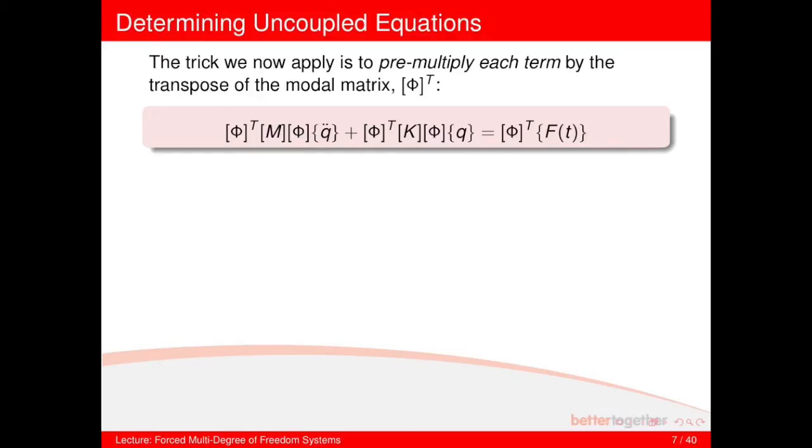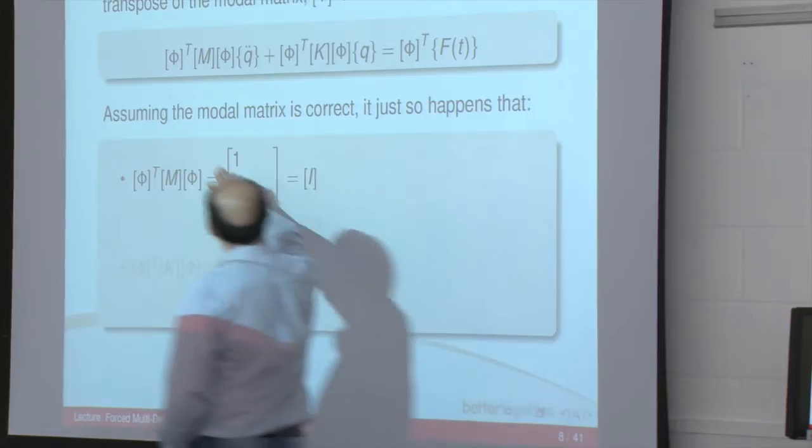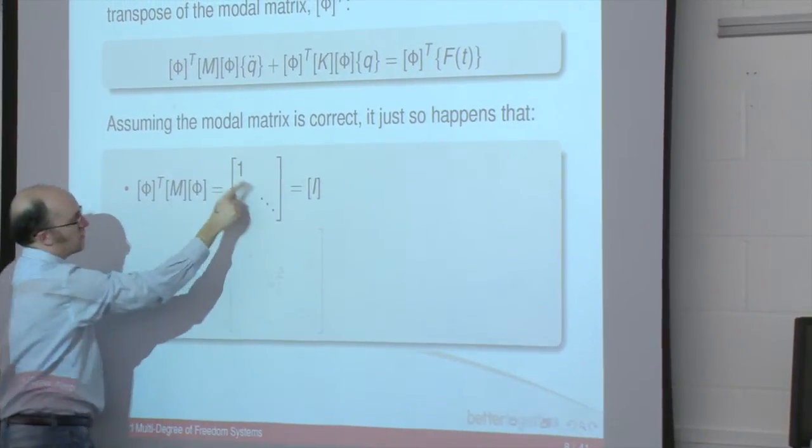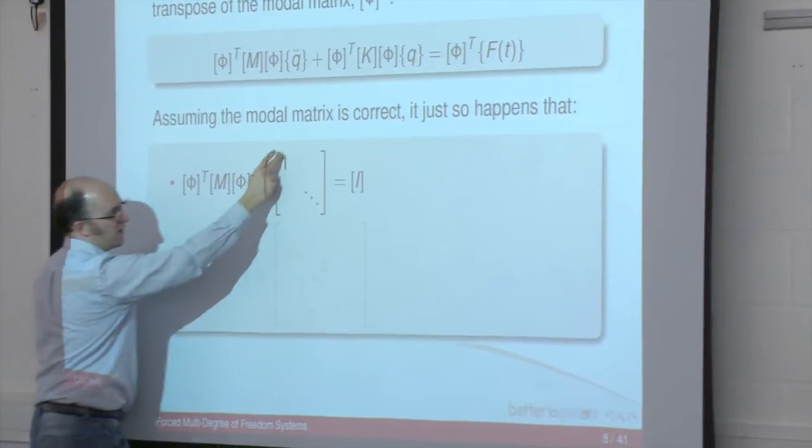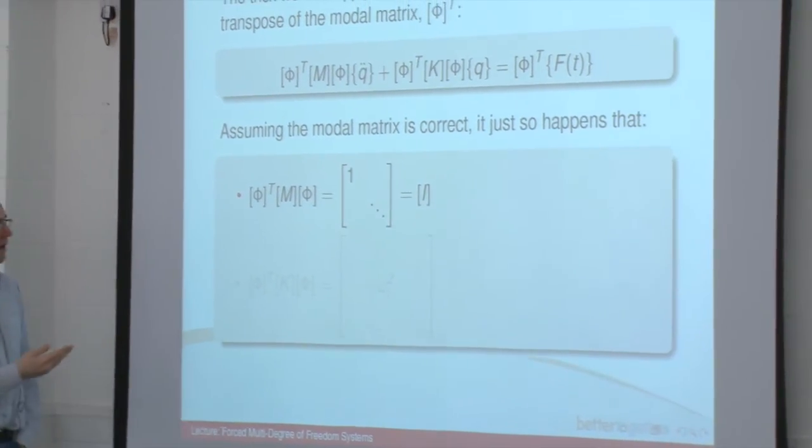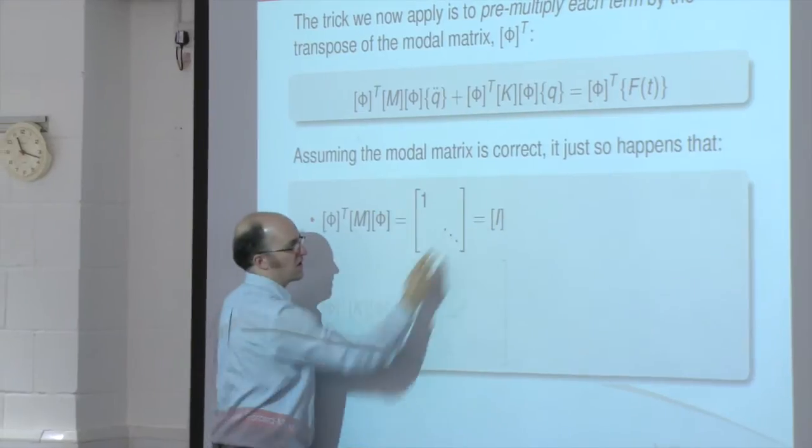Now we apply a trick to this. What we do is we pre-multiply each of those terms by the transpose of phi. Okay, and that term goes out in the front. And assuming your phi term is correct, it just so happens that this term becomes 1, or the identity matrix. You've got a diagonal matrix with 1s down the middle. All the other terms are 0, and that's known as the identity matrix, I.